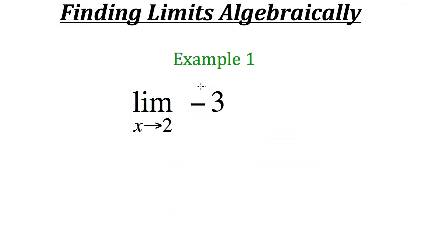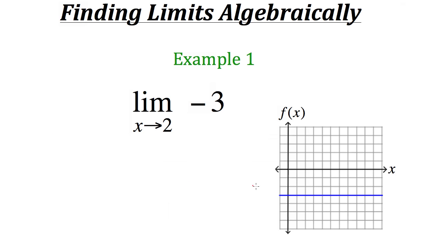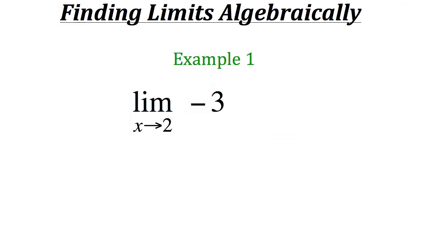Well, in this case, our function is just a constant value. And when your function is a constant value, it's not going to matter what x value you're approaching. The limit will always be the same. Whether you're approaching this x value, or this one, or any other one, you're always going to be approaching the same value, which is the constant number. So the limit of -3 as x approaches 2 is -3, because the limit of a function that's constant will always be that constant value.